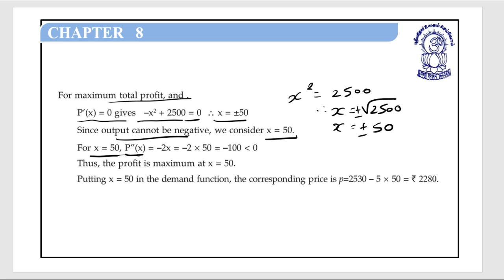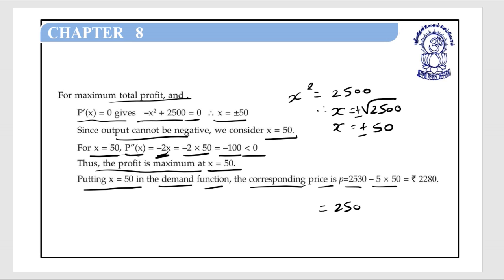P double dash x is equal to minus 2x, minus 2 into 50 is equal to minus 100, less than 0. Thus the profit is maximum at x is equal to 50. Putting x is equal to 50 in the demand function, the corresponding price is p equal to 2530 minus 5 into 50. So 2530 minus 250 is equal to 2280 rupees.